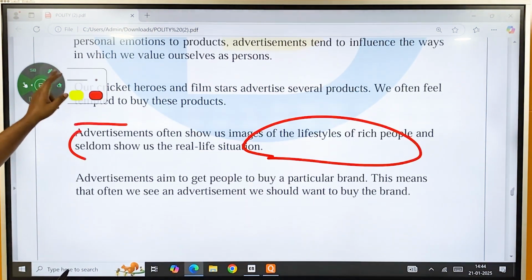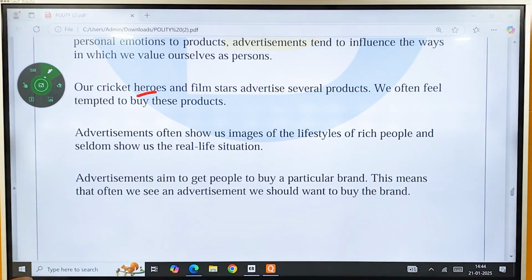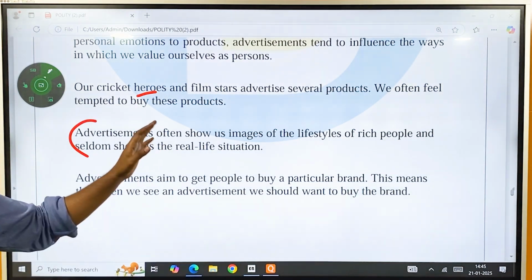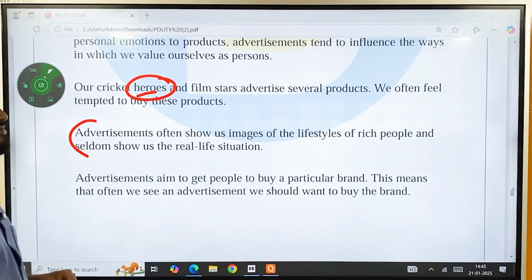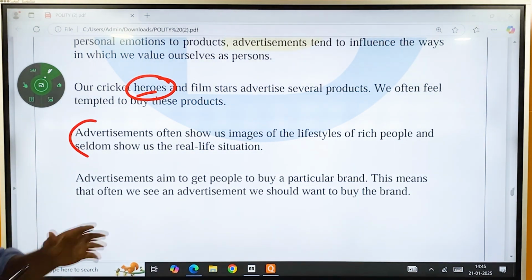Our cricket heroes and film stars advertise several products. We often feel tempted to buy these products. Okay, for example, if a person is a fan of Lionel Messi, he tends to buy from Adidas. If he is a fan of, suppose, Cristiano Ronaldo, he tends to buy from Nike. Similarly in India, if a person is a fan of Virat Kohli, he tends to buy clothes from Wrogn. If he is a fan of MS Dhoni, he tends to buy something else which MS Dhoni is endorsing. Okay, so here the emotions of adoring or worshipping heroes or cricket stars is what is being exploited by the brands.